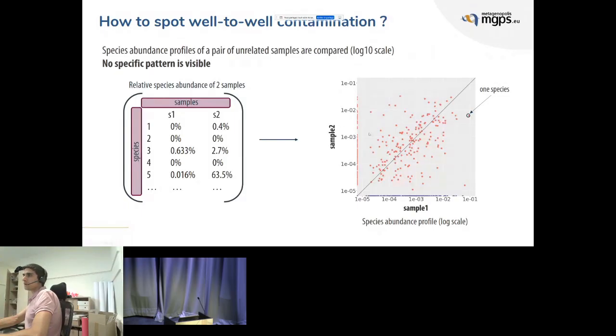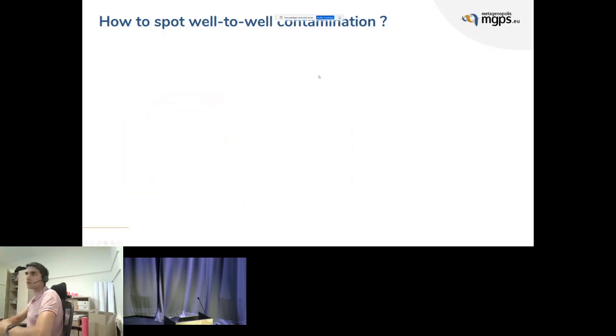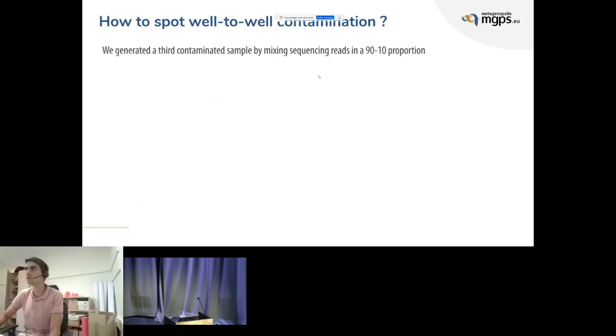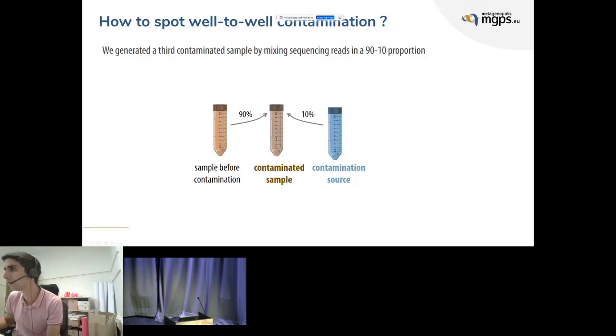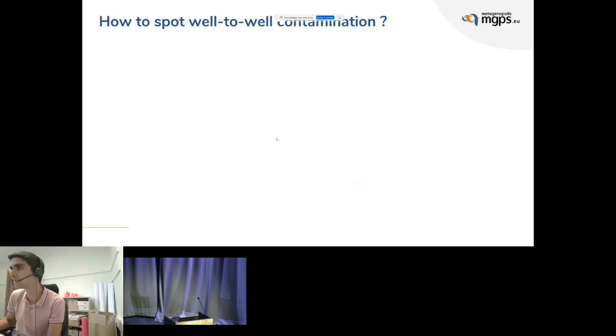Okay, so as you can see, when we compare the species abundance profiles of these two samples, there are species specific to sample one, species specific to sample two, species that are shared between the two samples, but there is no specific pattern. So what happens when cross-contamination occurs? We can simulate that by mixing reads from these two samples here in 90 and 10 proportions. So we have the two samples, the sample before contamination, the contamination source. We take 90% from this one, 10% from this one, and boom, we get simulated contaminated samples by mixing reads.